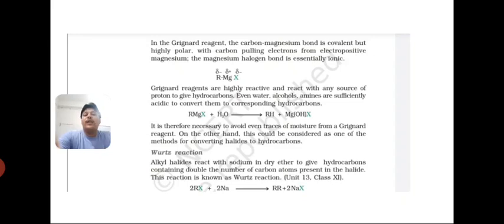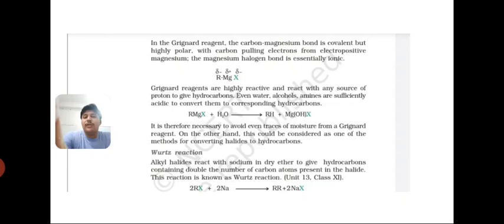Now the next reaction is the reaction of alkyl halide with sodium metal. Students, this is a kind of name reaction. When alkyl halide reacts with sodium in dry ether to give hydrocarbon containing double the number of carbon atoms present in the halide, this reaction is known as Wurtz reaction, right? So the first condition is whatever number of carbons is present in alkyl halide, double this number is going to form as an alkane, right?